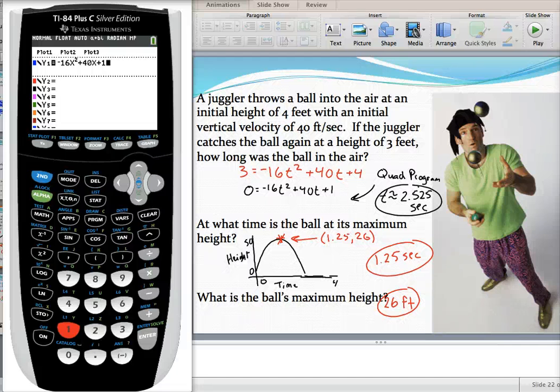We've already used the quadratic formula to figure out the length of time that this ball was in the air. Let's go ahead and now use our graph to find the vertex, to find the maximum height of the ball, both its maximum height and the time that it is at its maximum height.